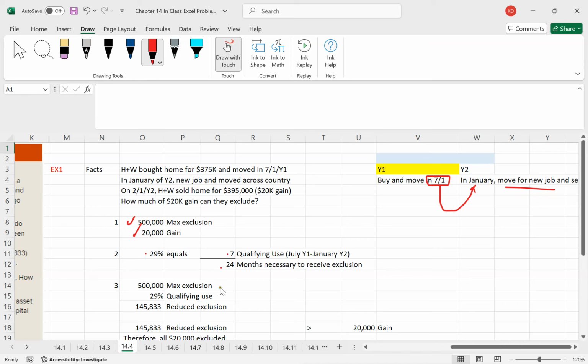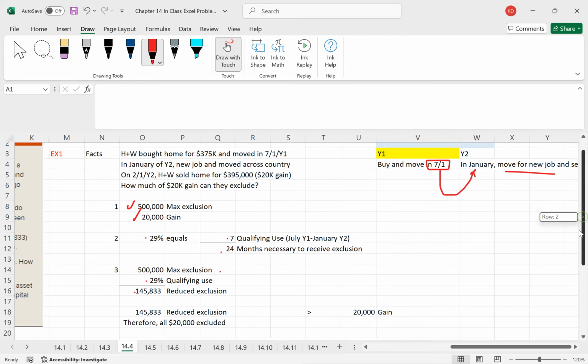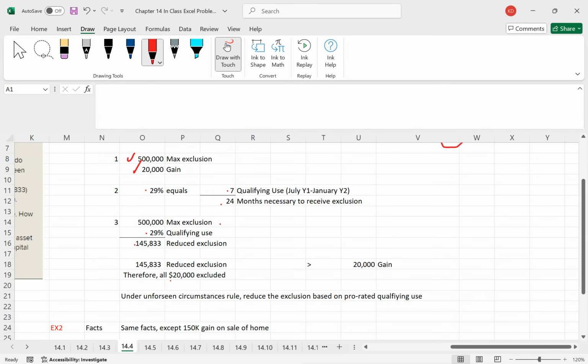So here the max exclusion, right? We don't touch the gain here, we touch the exclusion. So there is a difference on these, it is going to be multiplied by 29%. 145 is the max exclusion we can get. Well, we had a $20,000 gain, right? We're going to be able to exclude all of that.